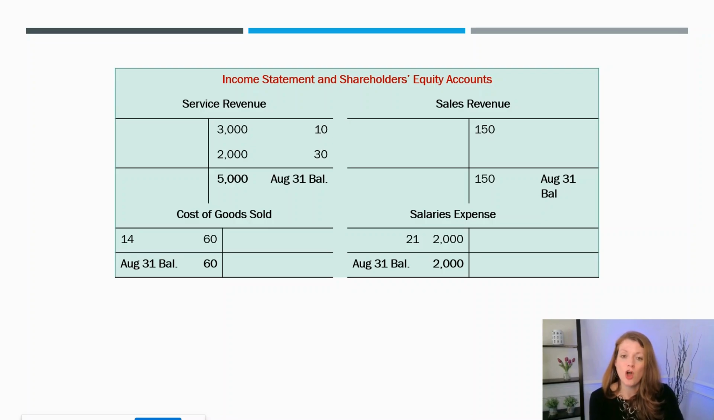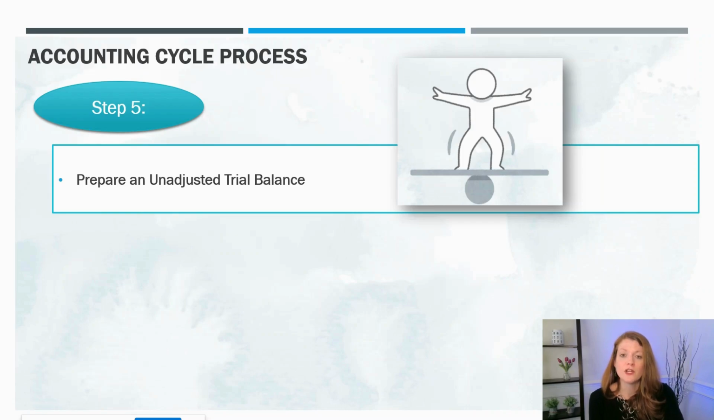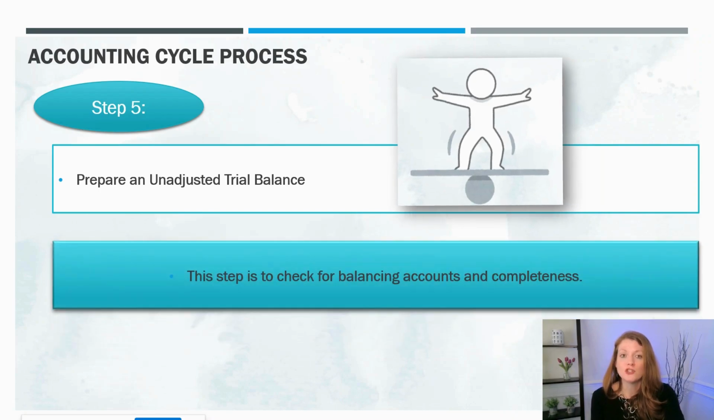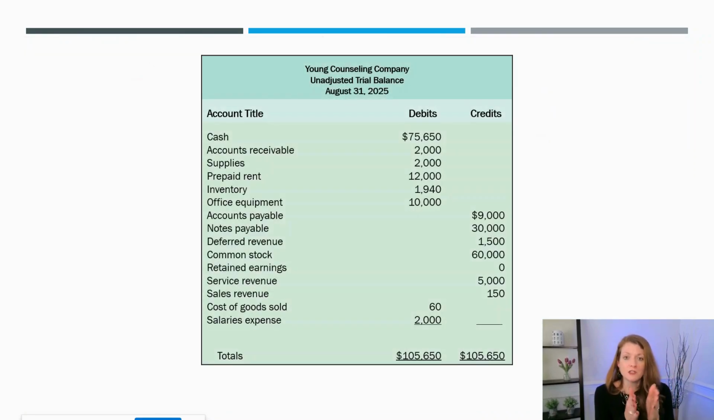So then we take all of those in the general ledger account, and we're going to go to step number 5 before we end this video. So we take all of those amounts and we prepare an unadjusted trial balance. We want to make sure it's balancing. So we're going to check for completeness. We just take all of those accounts. Cash, like we looked at, had a $75,650 debit balance. We list that in the debits. Accounts receivable had a debit balance. We do that for every single account on the debits. Then we look at every account that ended with a credit, and we add them up on each column and compare it, and it should balance. This is our unadjusted trial balance.